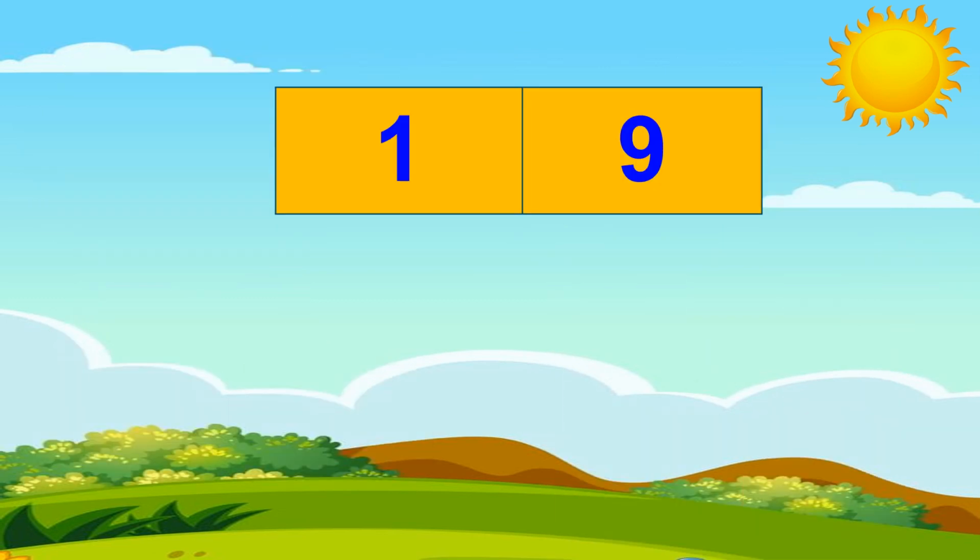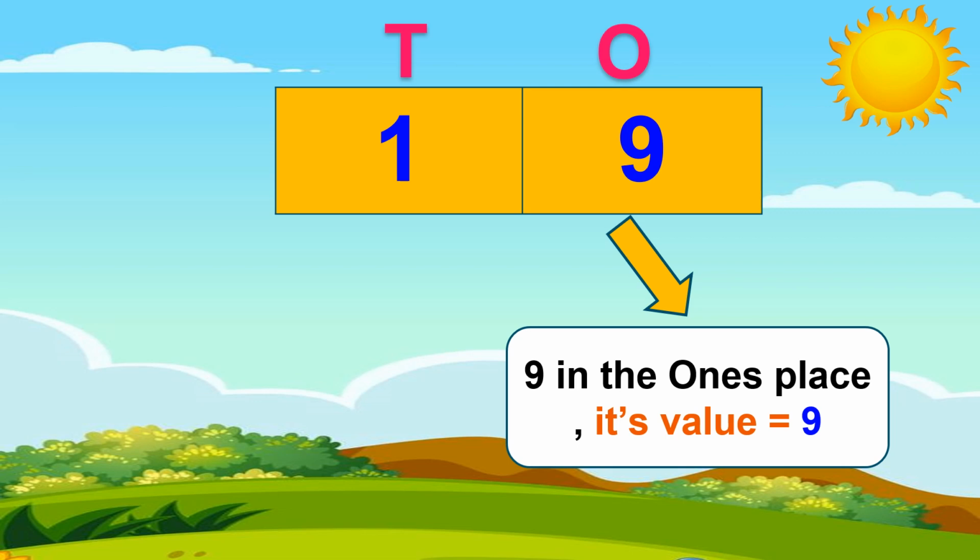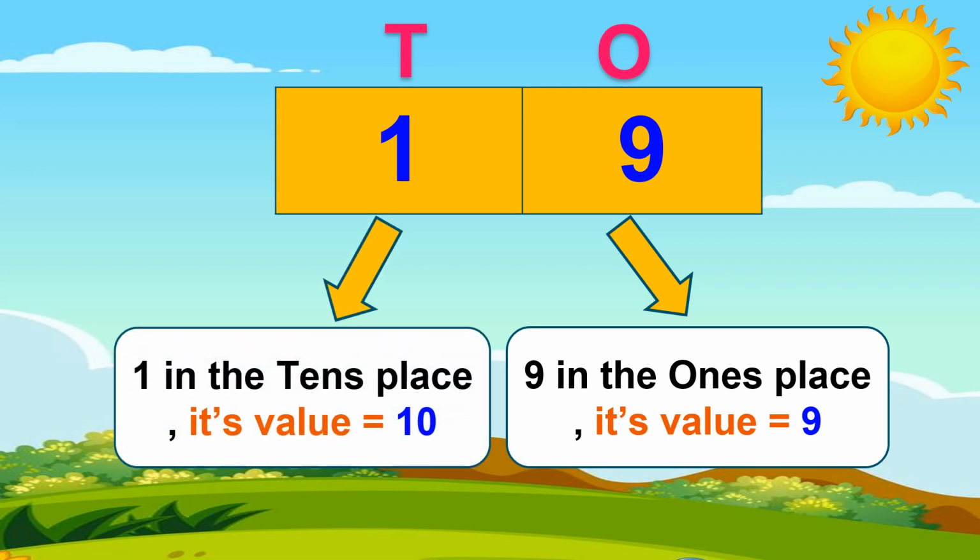I have here 19. First step, I will put the places. So number 9 is in the ones place, and its value is 9. Ones don't take any 0. And number 1 is in the tens place, and its value is 10, because tens take only one 0.